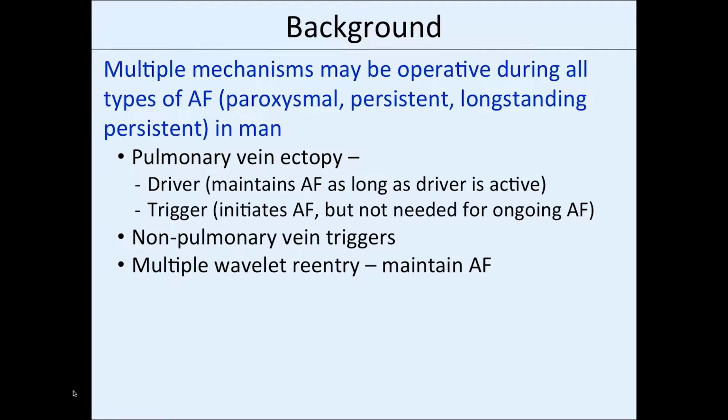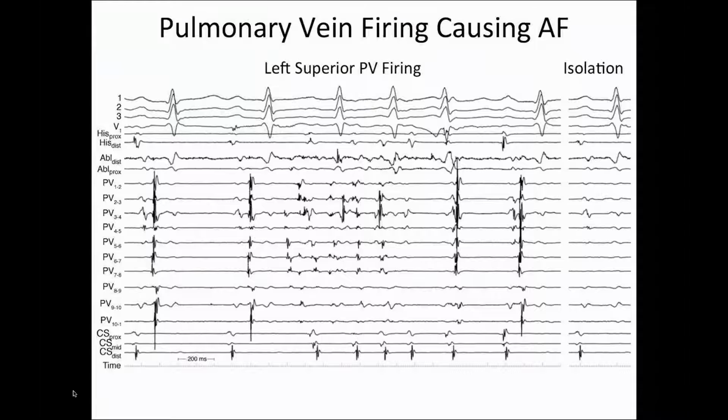Multiple wavelet reentry may maintain AF even when other mechanisms have finished. And finally, rotors may maintain AF. There's abundant literature that this is a prominent feature of atrial fibrillation in man as well as animal models. In atrial fibrillation, we have pulmonary veins firing. We see these PV potentials that we all recognize, a left atrial potential, then a pulmonary vein potential during sinus rhythm beats. Spontaneous firing from the pulmonary vein initiating a short episode of atrial fibrillation that then stops and goes back to sinus rhythm. And after ablation, the pulmonary vein potential is gone.